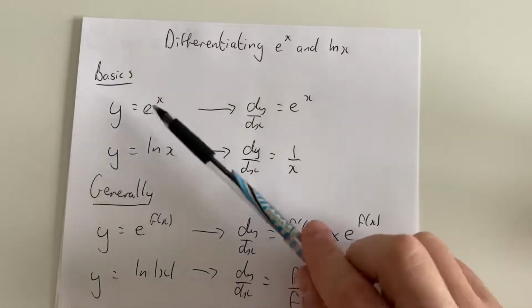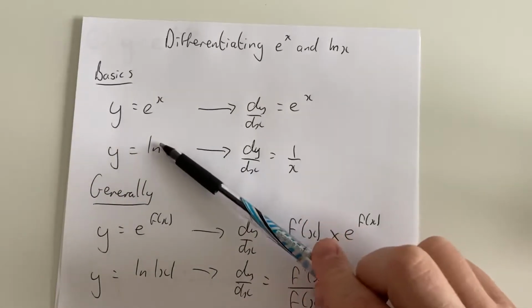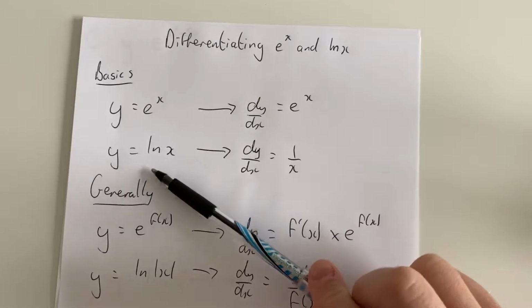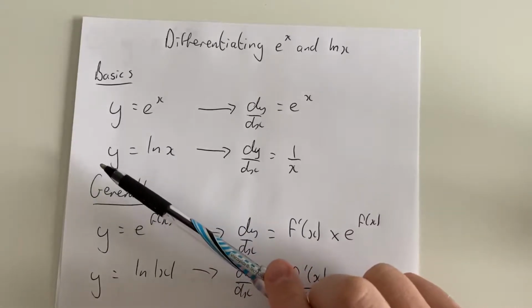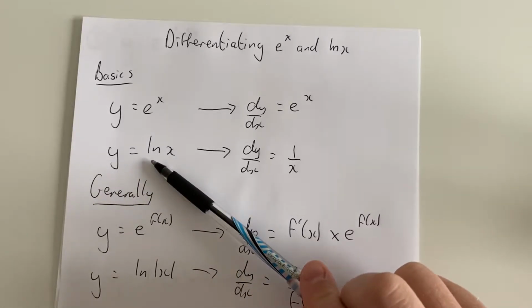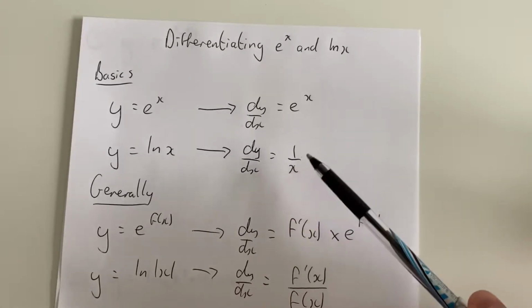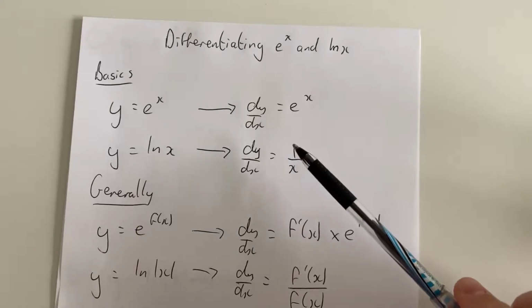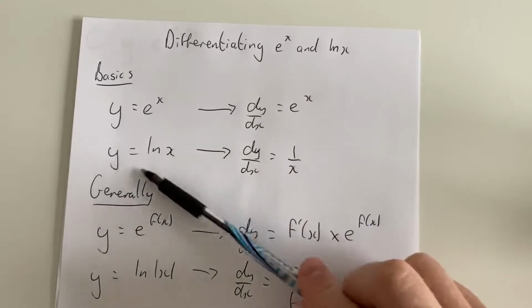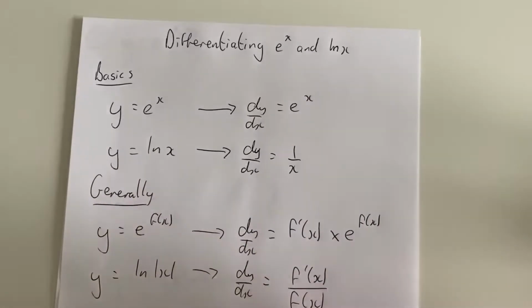And then the opposite of e, the inverse of e, is log of x, the natural log of x. So if you have y equals the natural log of x and you differentiate it, you get 1 over x. Again, more complicated if you have a more awkward function involving logs.